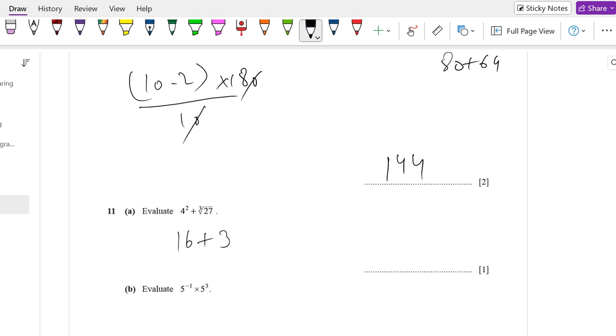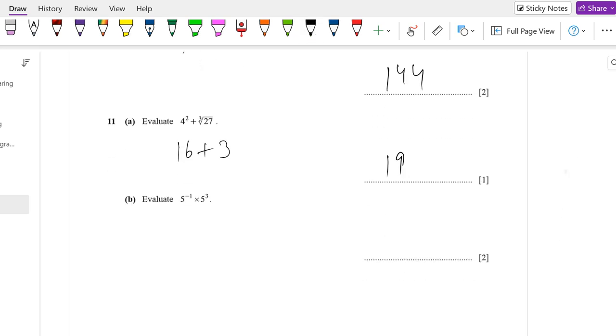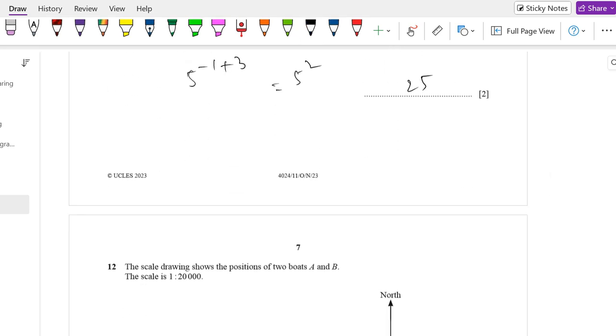16 plus 3, 19. 5 power minus 1 plus 3. Evaluate, we need to give the answer in numbers. So 5 power 2 is 25.